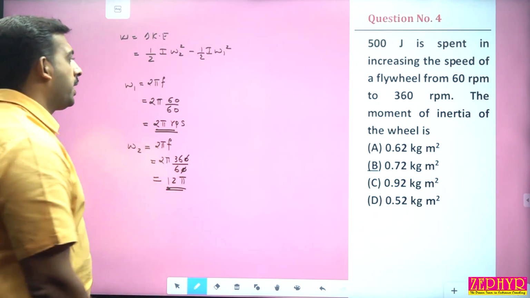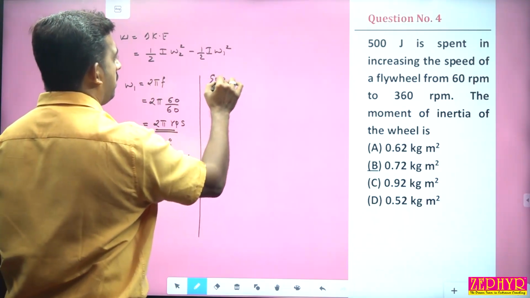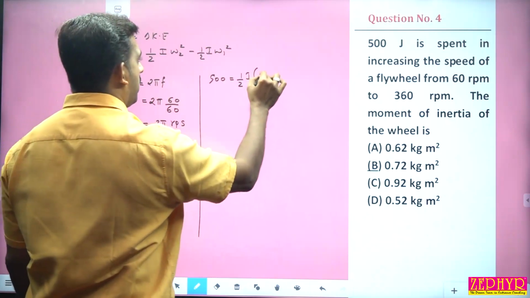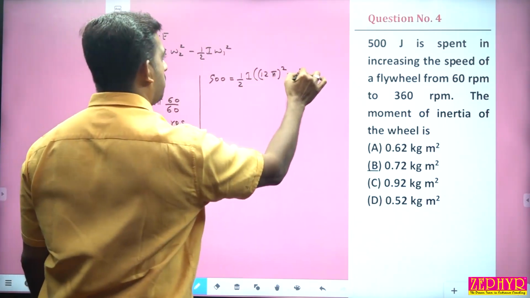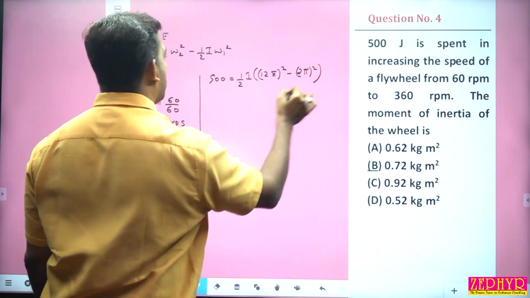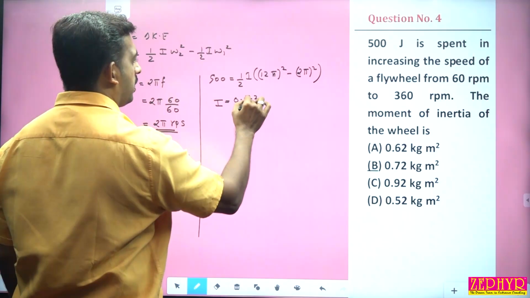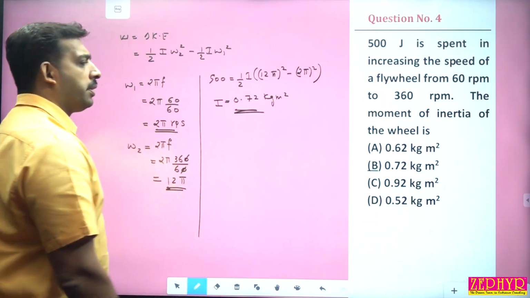for omega 2. Now substituting in the equation of W, 500 joule is equal to half into I into omega 2 square, 12 pi the whole square, minus omega 1 square, 2 pi square. So we'll be getting I is equal to 0.72 kilogram meter square. So this is the answer, 0.72 kilogram meter square.